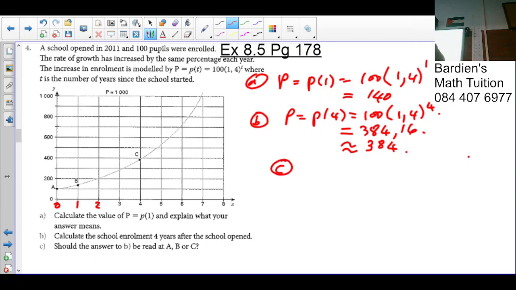C. Should the answer to B be read at A, B or C? It has to be read at C, because this is the beginning of the 5th year, or the end of the 4th year, basically. That's what happens.